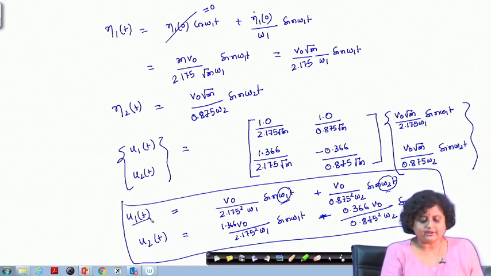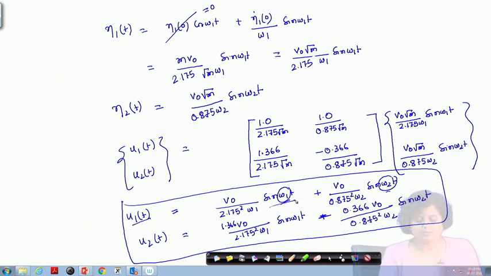So, this is a 2 degree of freedom system, omega 1 and omega 2 are the two natural frequencies. So, the response is a combination of sin omega 1 t and sin omega 2 t. Similarly, u 2 is also a combination of sin omega 1 t and sin omega 2 t. So, all the natural frequencies are going to be seen in the free vibration response of a multi-degree of freedom system.